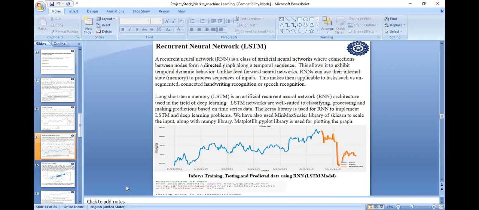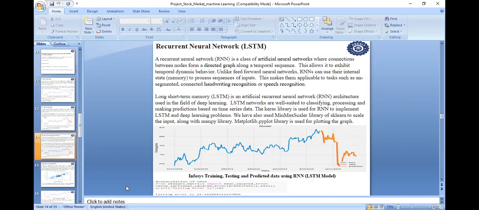Now we move on to the recurrent neural network or LSTM model. First, let us discuss the recurrent neural network. An RNN, or recurrent neural network, is a class of artificial neural networks where connections between nodes form a directed graph along a temporal sequence. This allows it to exhibit dynamic temporal behavior. Unlike feedforward neural networks, it is better suited for sequences. RNNs can be used in speech recognition and handwriting recognition.